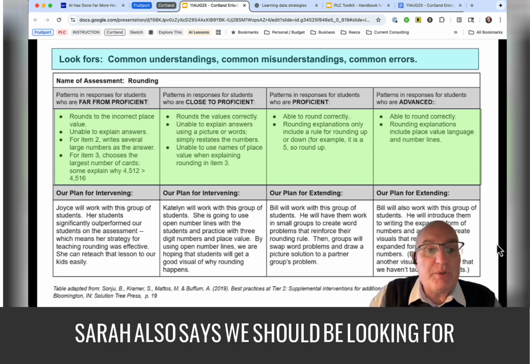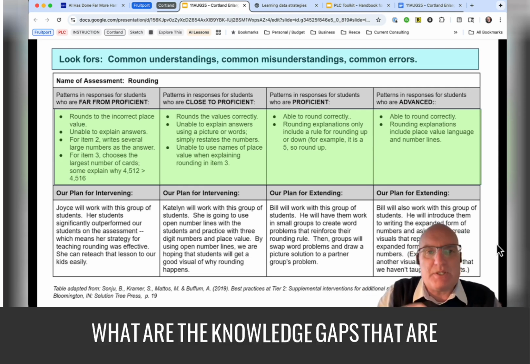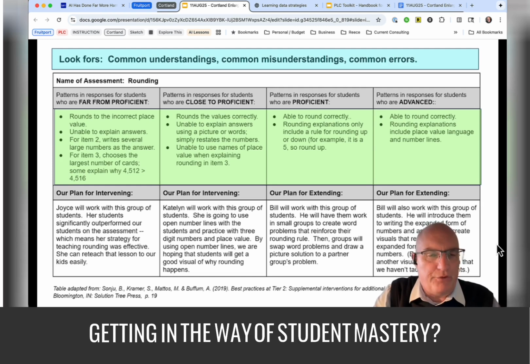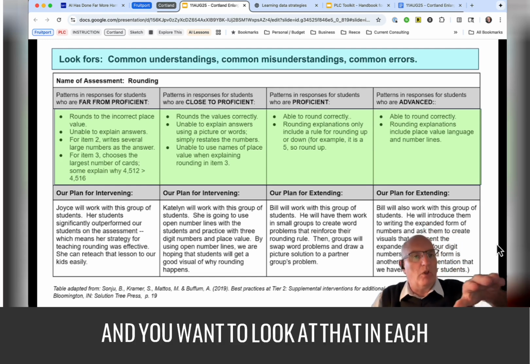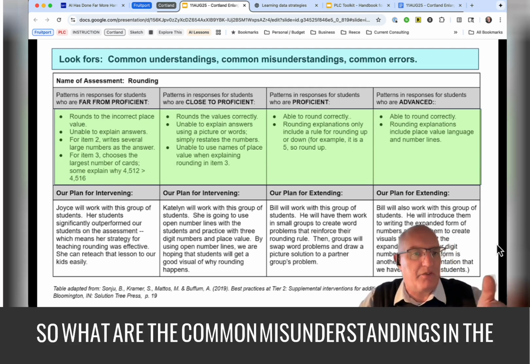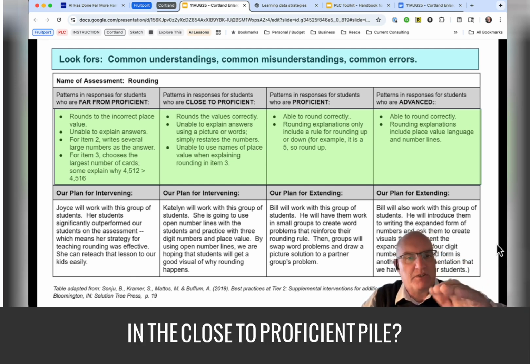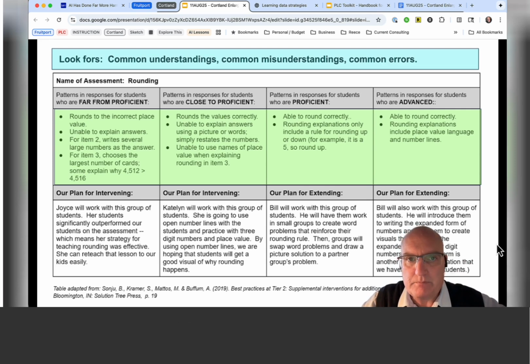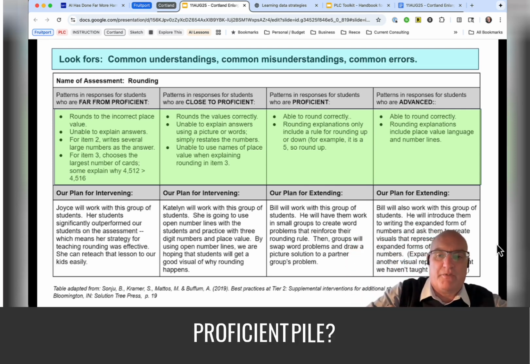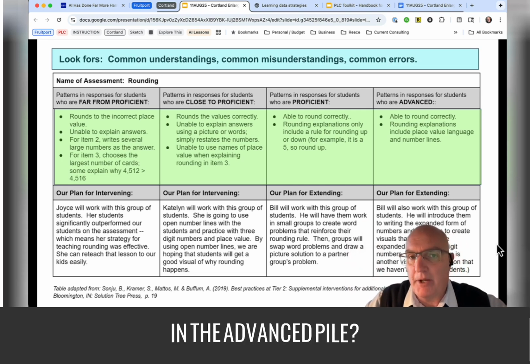Sarah also says we should be looking for common misunderstandings. What are the knowledge gaps that are getting in the way of student mastery? And you want to look at that in each of your 4 piles. So what are the common misunderstandings in the far from proficient pile? What are the common misunderstandings in the close to proficient pile? What are the common misunderstandings in the proficient pile? And again, are there any common misunderstandings in the advanced pile?